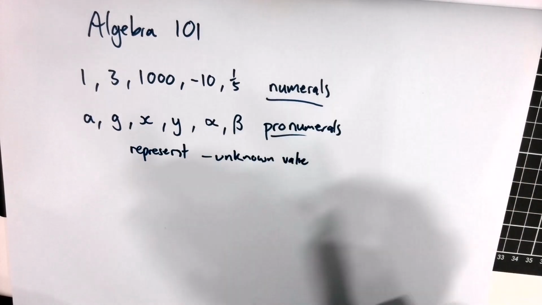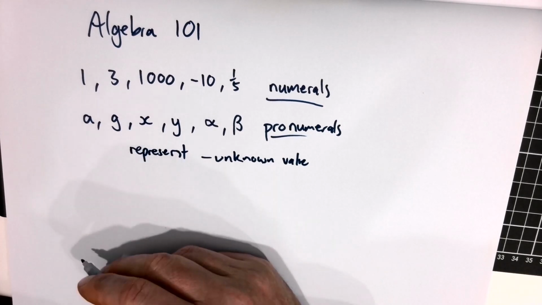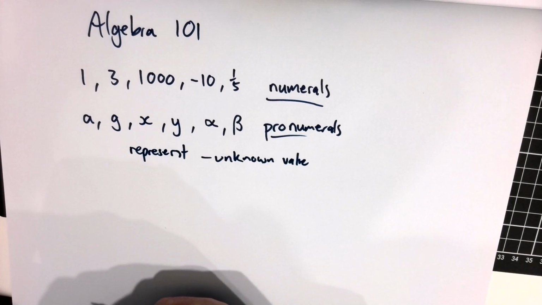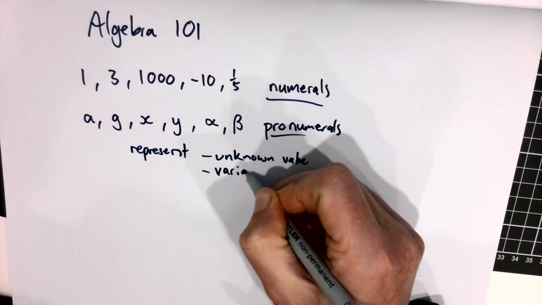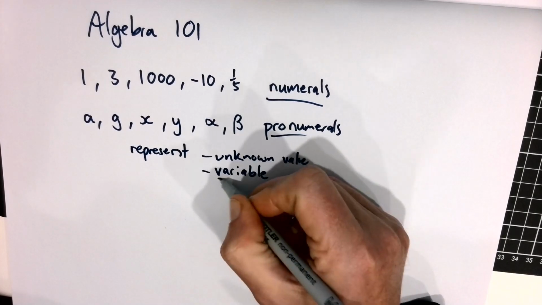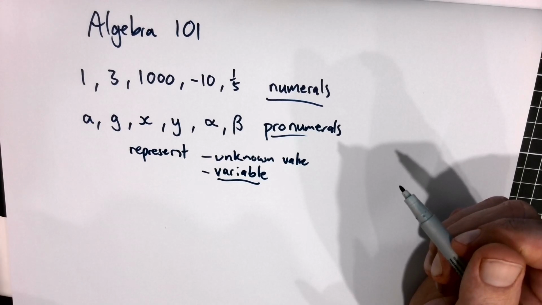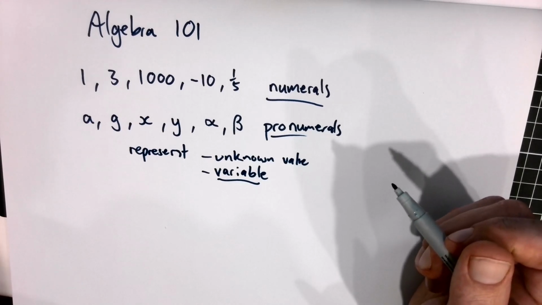So, you know, G could be worth 6, for example, or X could be worth 1 billion. They could be standing for a number that is unknown, or they could be what we call a variable. And if something is variable, that means it can change. So it could be that it's standing for a quantity that can have lots of different values.